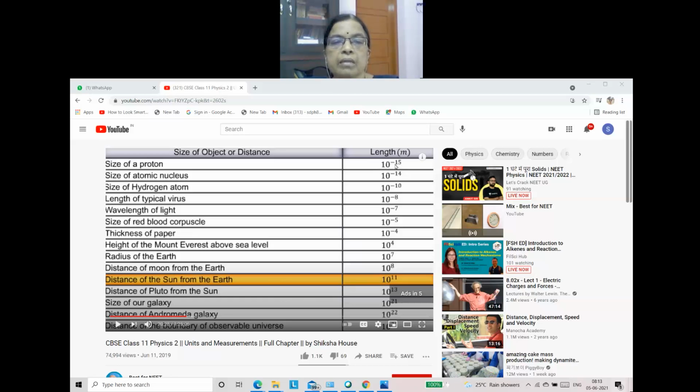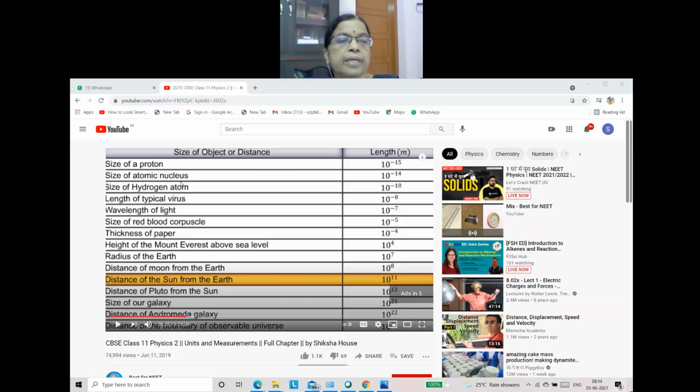Think about that. 1 by 10 raised to 15. 1 by 10 is 0.1. 1 by 10 raised to 2 is 1 by 100, 0.01. Like that 1 by 10 raised to 15. Such a small size is the size of the proton. We can't see it. Such a small particle, base particle, elementary particle. So whenever I ask what is the size of proton, you should have an idea. It is 10 raised to minus 15 meter.